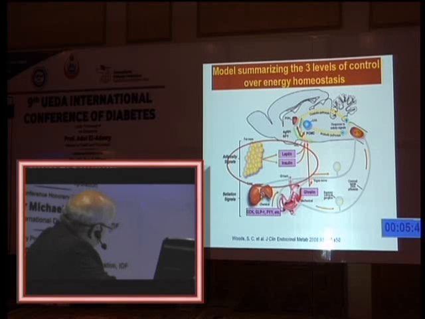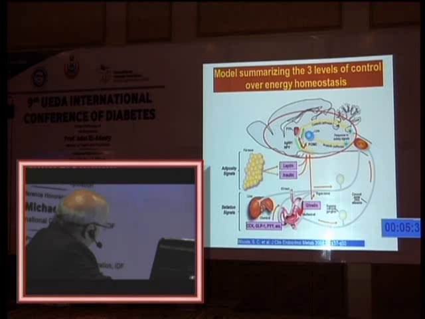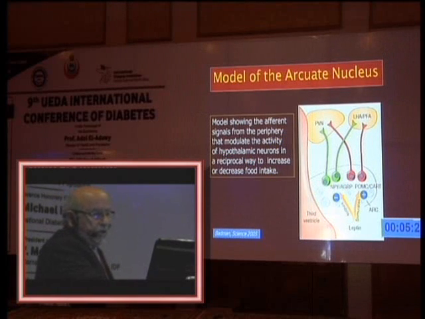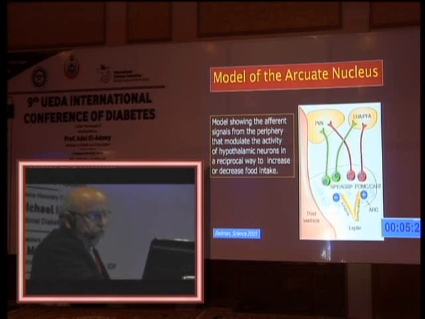This is the second level, through leptin and insulin to the hypothalamus. And the third level is in the hypothalamus, where assimilation or integration of all these inputs that reach the hypothalamus produces a sense of satiety or hunger. And this model of the arcuate nucleus, which is the main site in the hypothalamus that receives these signals, shows the afferent signals from the periphery that modulate the activity of hypothalamic neurons in a reciprocal way to increase or decrease food intake.